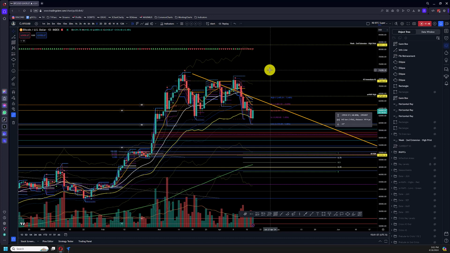This system, especially with Bitcoin and crypto. I am looking at some alts, so maybe I'll do a video on some alts as well. But it really is a simple system of momentum and reaction zones.